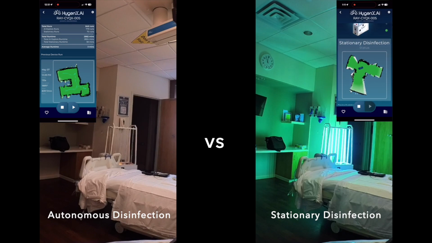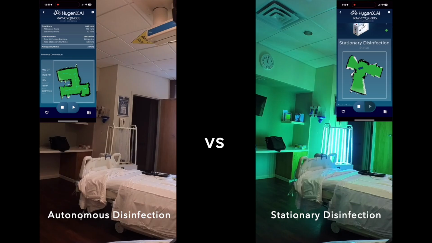Notice the difference in the heat map shapes, which have a missing section representing the large shadowed regions behind the bed in the stationary example. This area remains untreated because the UV light cannot bend around obstacles. This isn't a flaw in the design of a stationary disinfection tower, it is simply just physics.